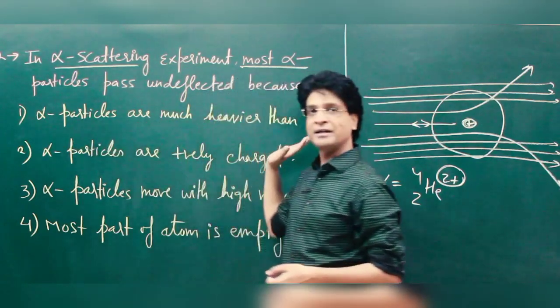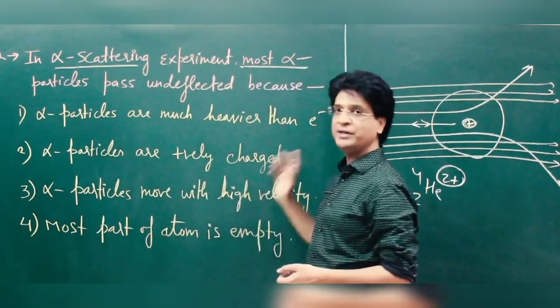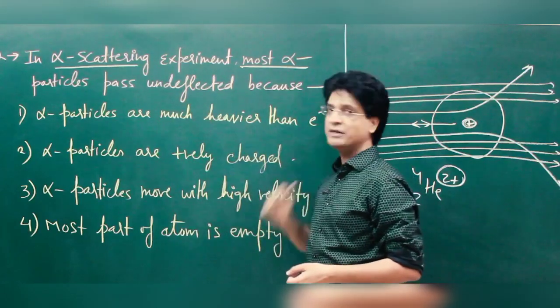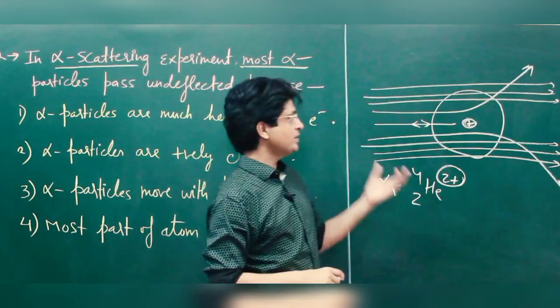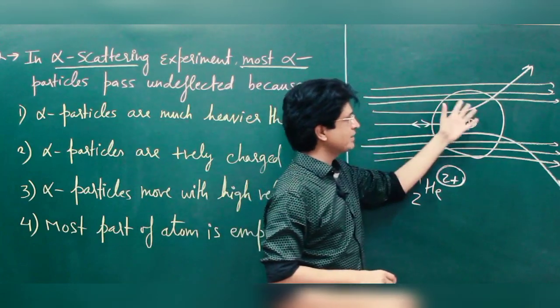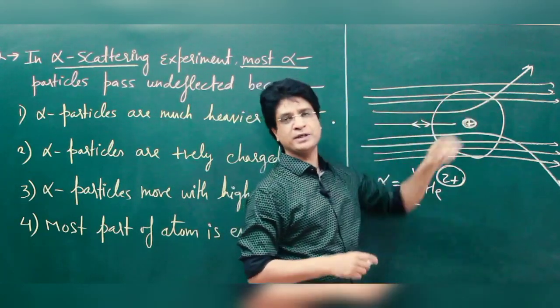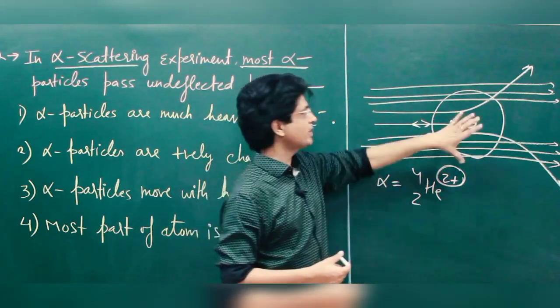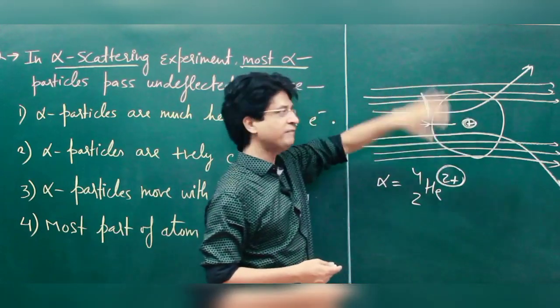This statement is correct. Alpha particles are heavier than electrons, yes, but that is not the right reason, because alpha particles will not have a chance of striking with multiple electrons at a time. Electrons are sparsely located, very far located.